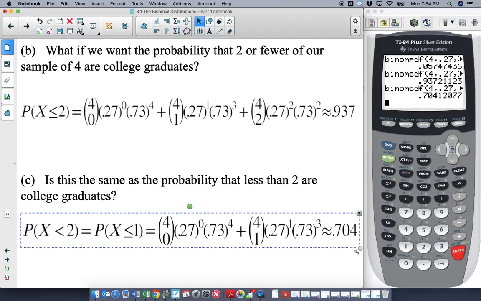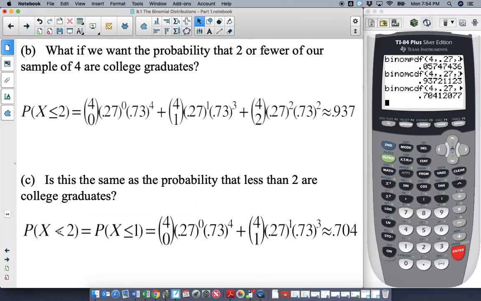Now I've updated my equation there. So probability that x is strictly less than 2 is the same thing as the probability that x is less than or equal to 1. This is discrete, right? So there's no 1.5. There's just 0, 1, 2 that could be college graduates. So the probability that I get 0 or 1 is 0.704. And you have to show your work. Have to show your work to get credit.